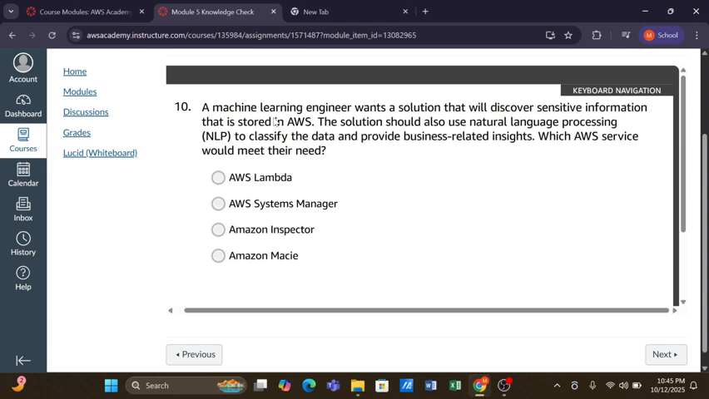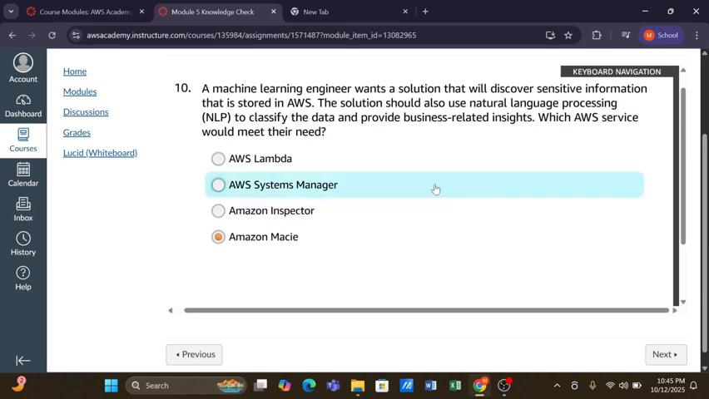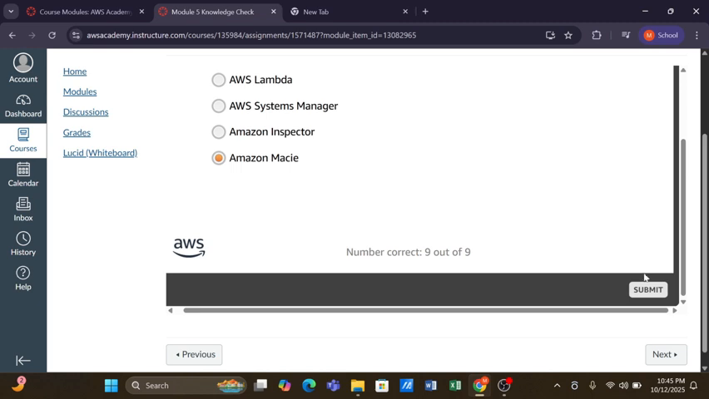Last question. A machine learning engineer wants a solution that will discover sensitive information that is stored in AWS. The solution should also use natural language processing (NLP) to classify the data and provide business-related insights. Which AWS service would meet their need? The options are AWS Lambda, AWS Systems Manager, Amazon Inspector, or Amazon Macie. I think it is Macie here, because for machine learning solutions, Amazon Macie is one of the best choices. Let us check.